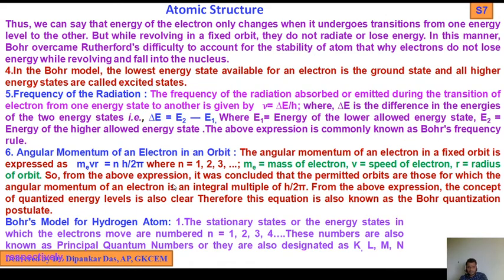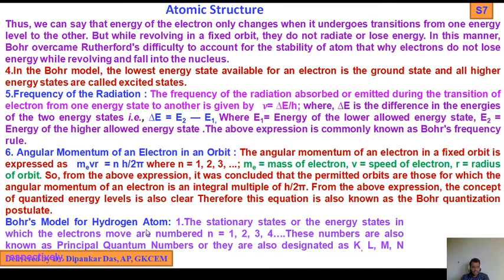From the above expression, it was concluded that the permitted orbits are those for which the angular momentum of an electron is an integral multiple of h by 2 pi. This is very important. From the above expression, the concept of quantized energy level is also clear. Therefore, this equation is also known as Bohr's quantization postulate. So m v r equals n h by 2 pi is also known as Bohr's quantization postulate.